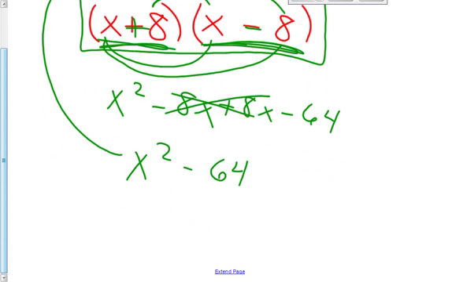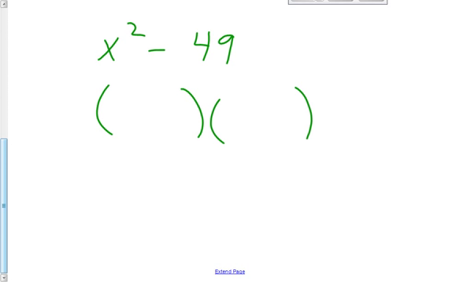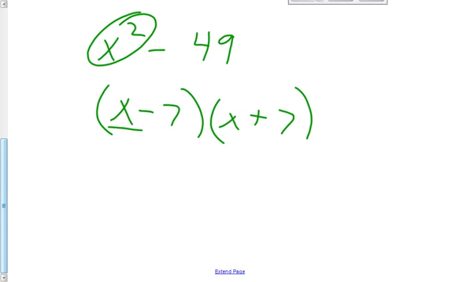So just to get you a little bit more comfortable with that, if you were to have something like x squared minus 49, instinctively, just form two parentheses. Go x minus 7 times x plus 7. It really is just that easy. Make sure that you get the square root of this number, which is x, x times x, and get the square root of this number, which is 7, have one be a negative and one be a positive.